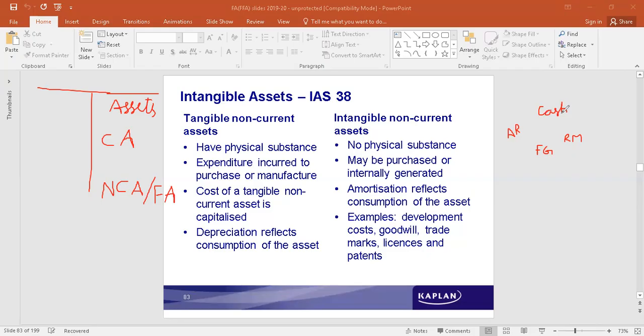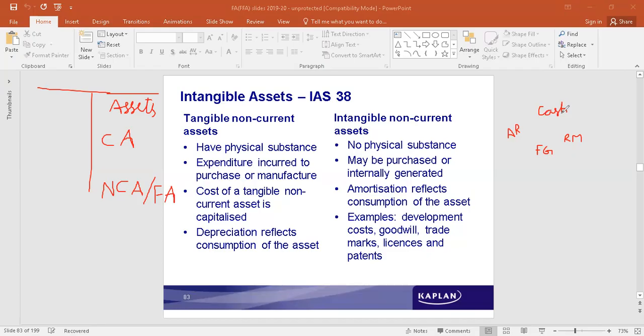Prepaid expenses would not be valued, so no change would be there. With prepaid expenses, you would receive benefit out of those expenses in the future. So therefore, the current assets category is done. Now comes non-current assets. Under non-current assets, the first category is property, plant and equipment, which is in tangible form.